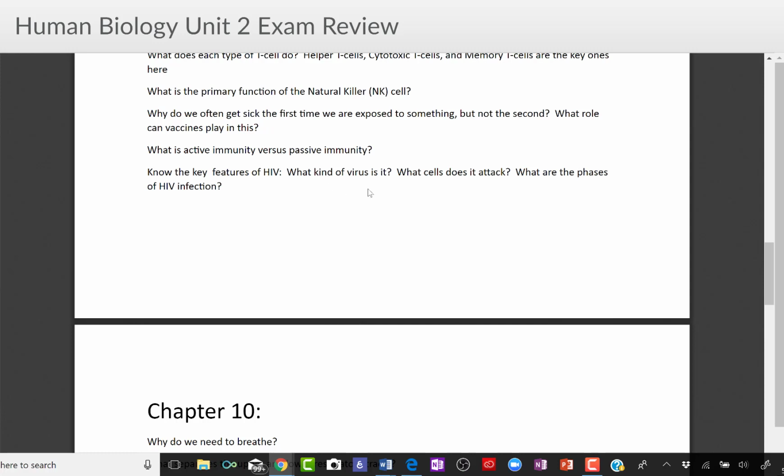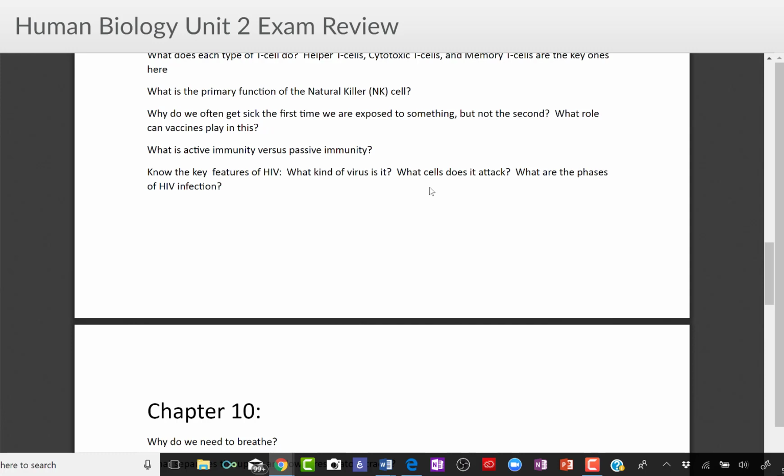It's a retrovirus. That's because it's an RNA virus that can actually turn itself into DNA. Makes them very hard to kill. Hepatitis C is another key example there. What cells does it attack? It attacks the CD4 positive T cell, which is the helper T cell. So that's the receptor the HIV virus is looking for. That's the lock the HIV virus is the key for.